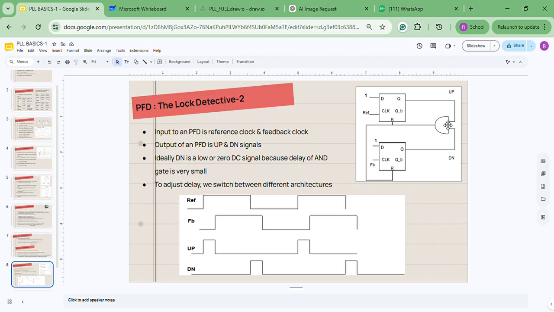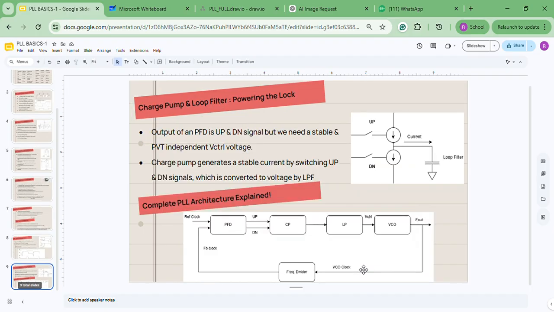We need to make the delay of this AND gate as low as possible, depending on our design architecture, so that this DN signal will almost come to zero. I'll explain why we need a very low DN signal, or why we don't need the pulse in DN signal. I'll explain this later. Okay, so next job is here.